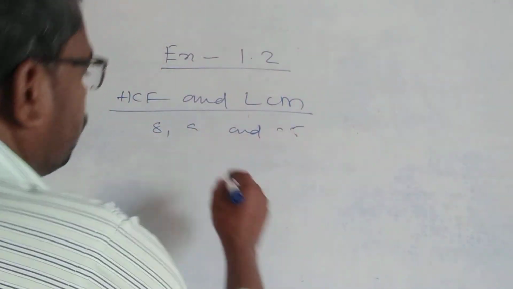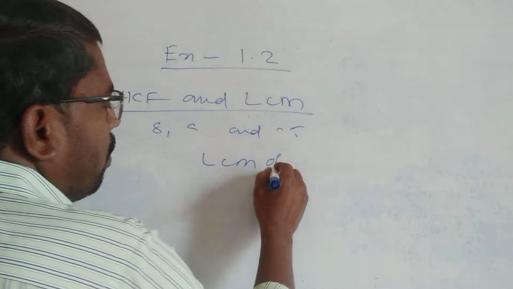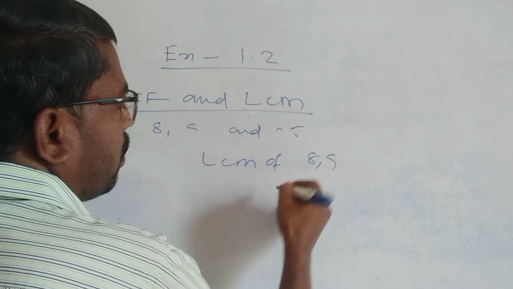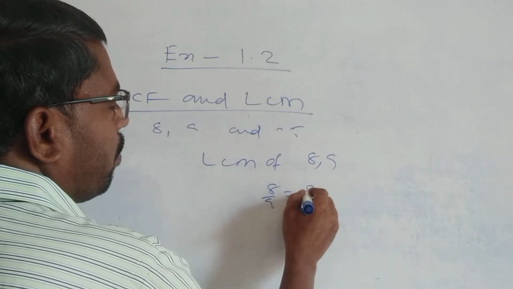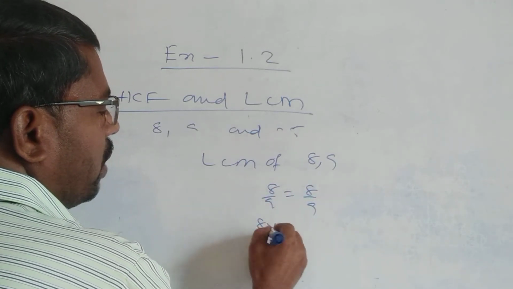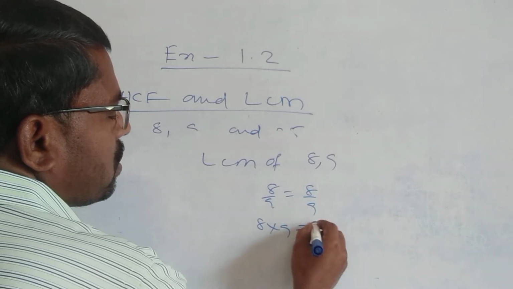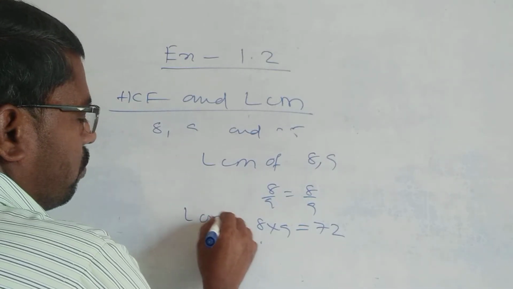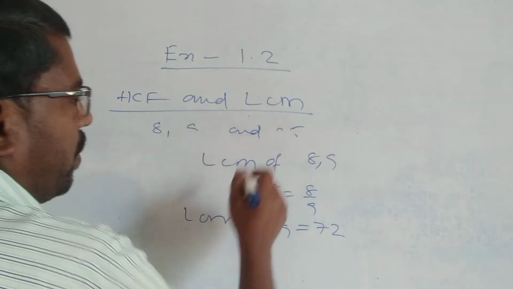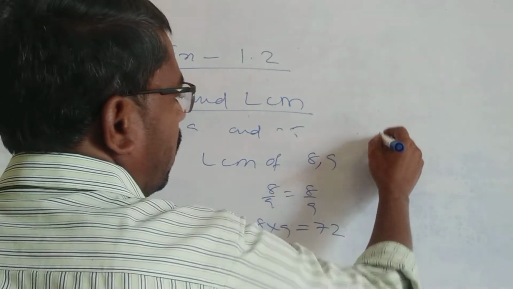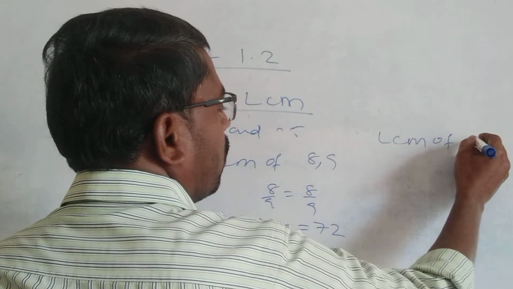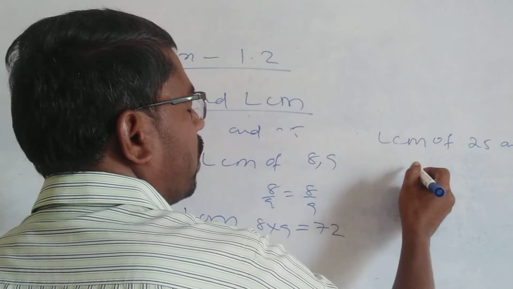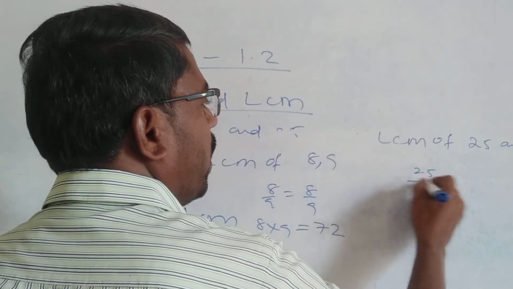Now the LCM of 8 and 9. 8 by 9 is equal to 8 by 9. Then we can multiply 8 into 9, which is equal to 72. So that is the LCM of these two. Then we can compare it with 25. We can take the LCM of 25 and 72. What we are getting is 25 by 72.